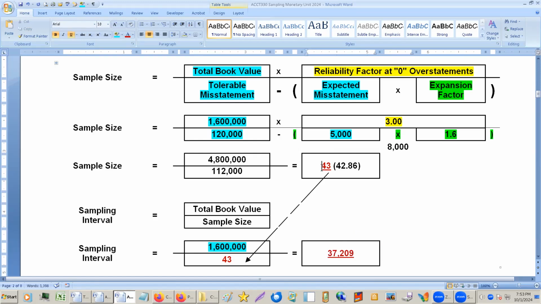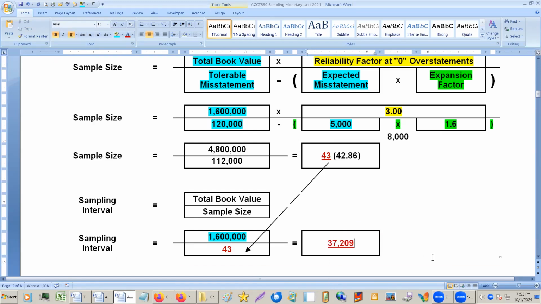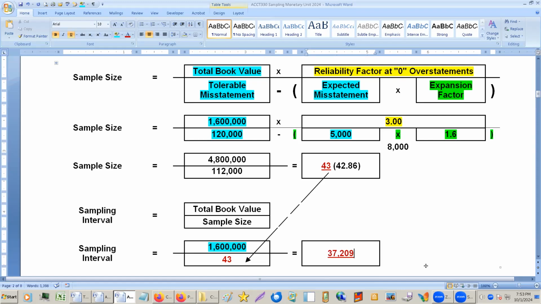So we're going to pick 43 items. The first one we're going to pick is at 37,209. The second one will be at twice that, was it 74,418 or something like that? So we're just going to keep adding 37,209 and whichever one crosses it. And again, the higher dollar amounts are going to be more likely to cross that 37,209 threshold. And if we get one that's more than 37,209, it's 100% sure it'll be picked.